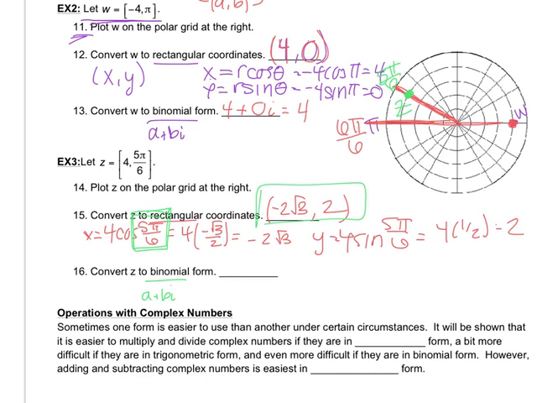And from there, to convert to binomial, it's the quick step of just taking our x-coordinate, that's our a, and our y-coordinate, that's our b, so it's negative 2 root 3 plus 2i. So that's binomial form of our polar point Z. The real part of that is negative 2 root 3. The imaginary part of that would be 2.